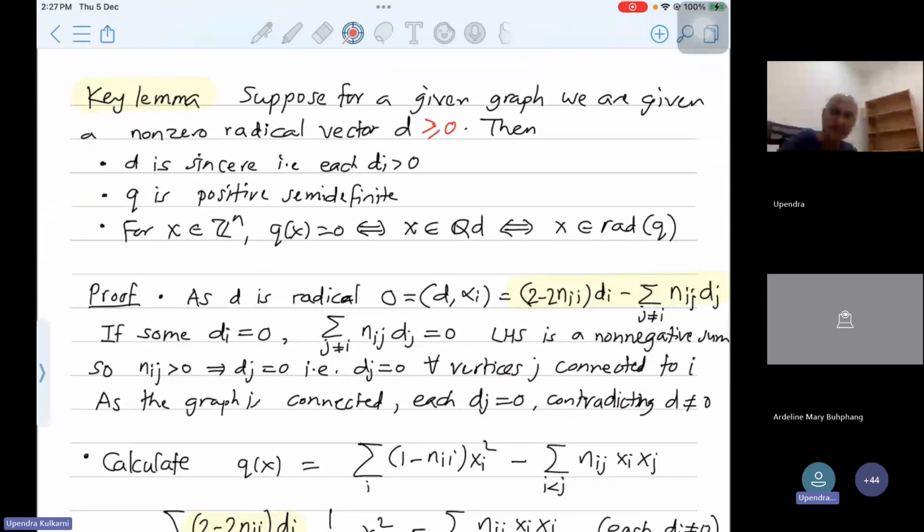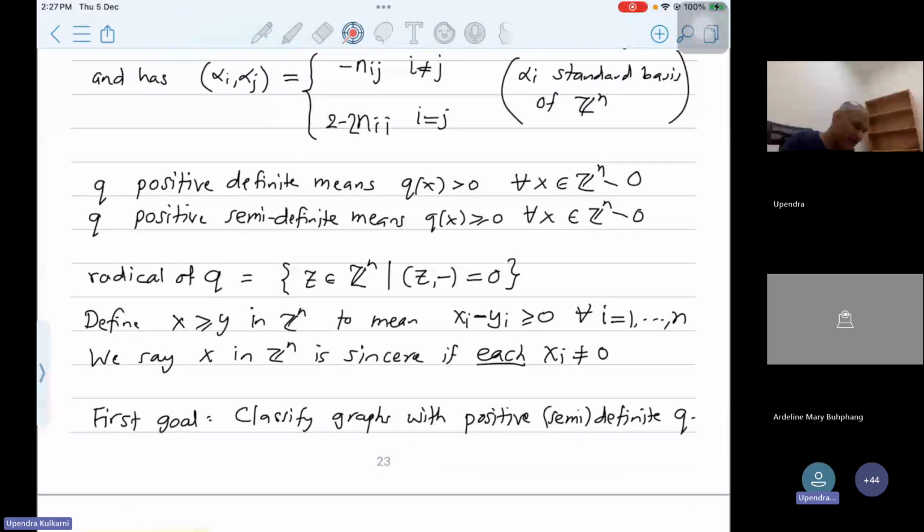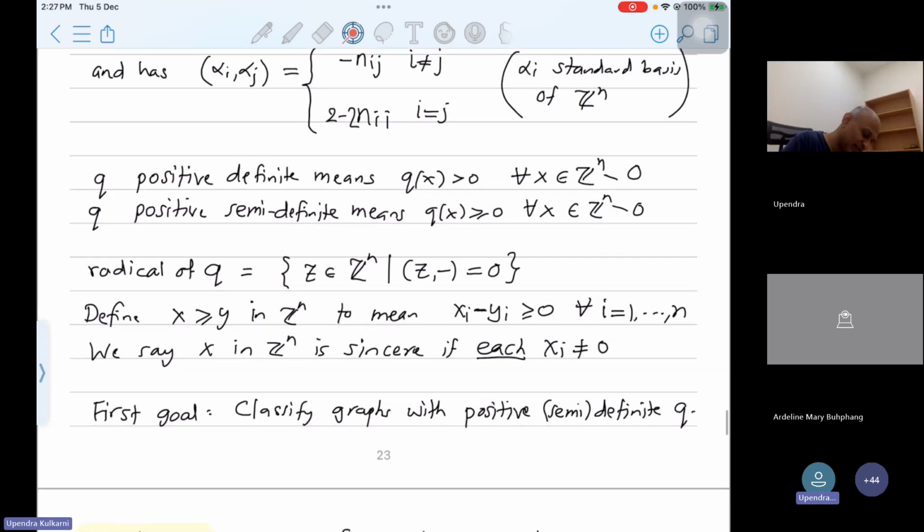There is a question in the chat. How are we defining the radical? Yes. So let me go back. The radical of a form, if you think in terms of perpendicularity, just means all those vectors that are perpendicular to everything else. So the bilinear form vanishes on every single vector. When you take that vector and calculate its bilinear form with any vector whatsoever, I always get 0. Okay. Anything else?